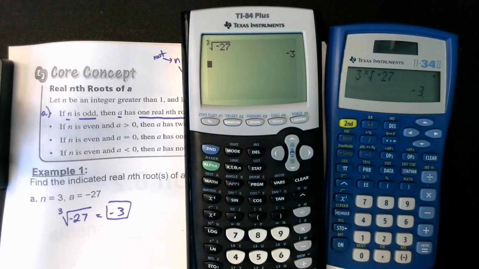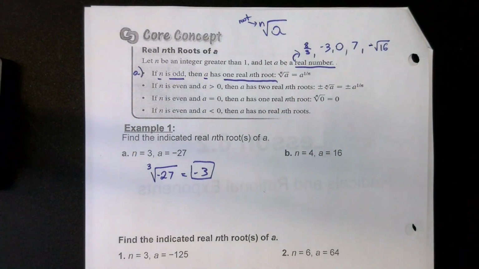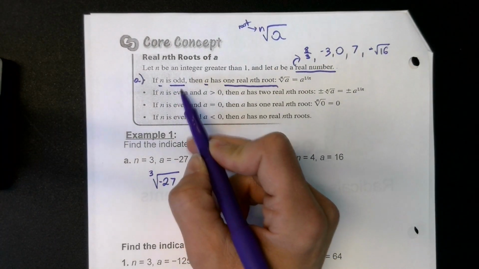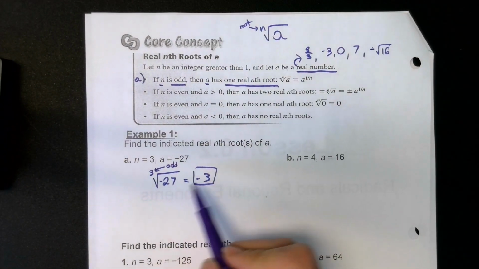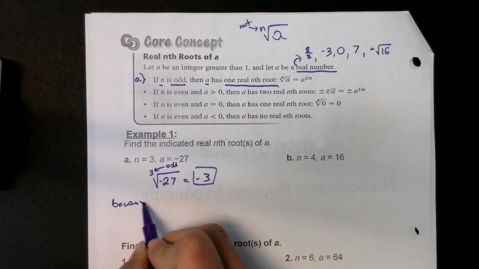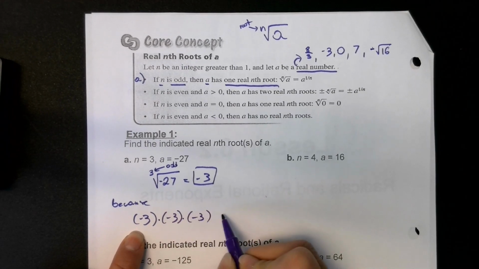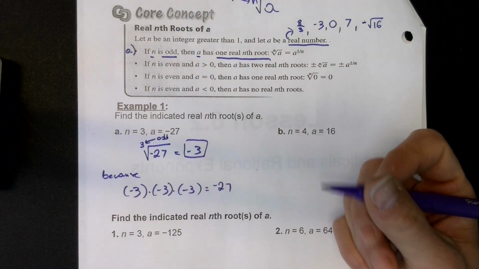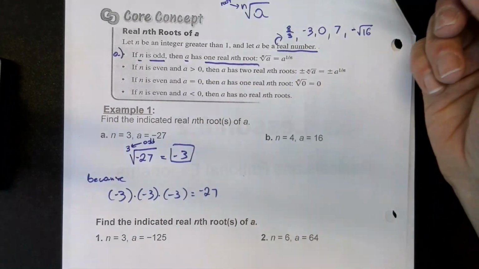It seems a little quicker with the regular old-fashioned calculator, but they all give you the same answer. The reason we have negative 3, as it says right here, is that when n is odd, and obviously 3 is odd, then we have one solution. And this is why this is true: if you take negative 3 times negative 3 times negative 3, what will you get? Negative 27. So this is almost like a way for you to check, but you don't have to do that. This is just for you to understand.